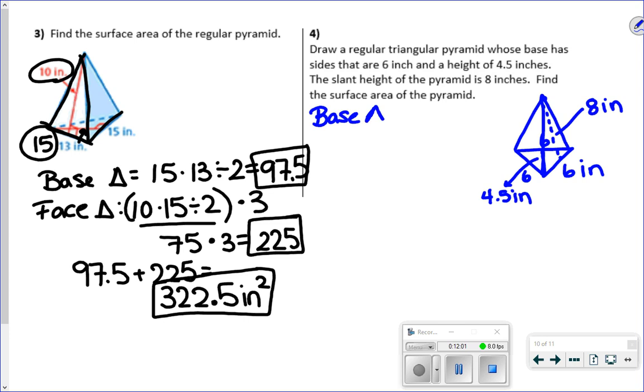So, base triangle. They told me for the base that I had 6 and 4.5. Those are the numbers they told me to use. So I'm going to do 6 times 4.5, and because it's a triangle, you have to divide by 2. Don't forget about that divide by 2 part. So that's going to give me an area of 13 and a half. That's my area for my base. Now I'm going to do my face triangles.